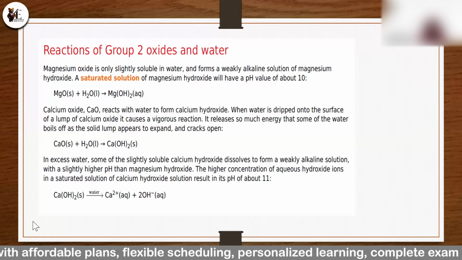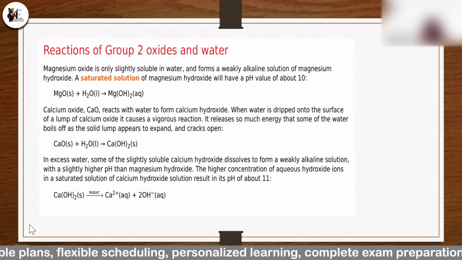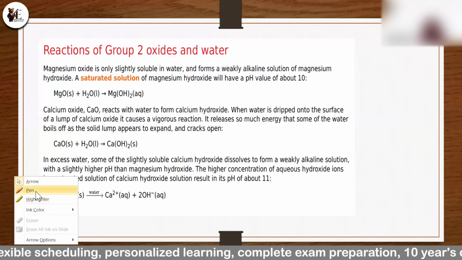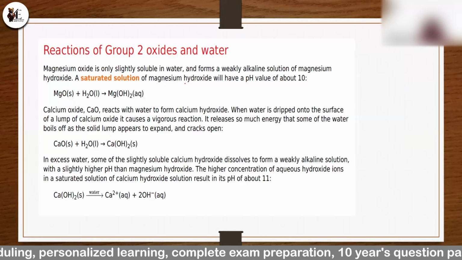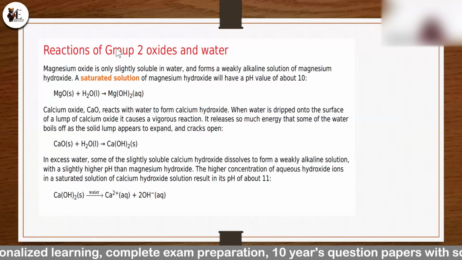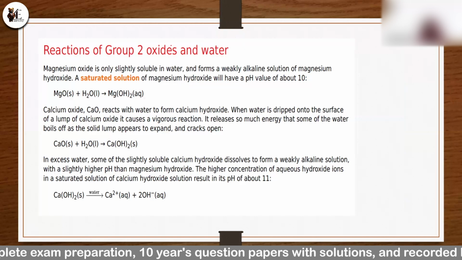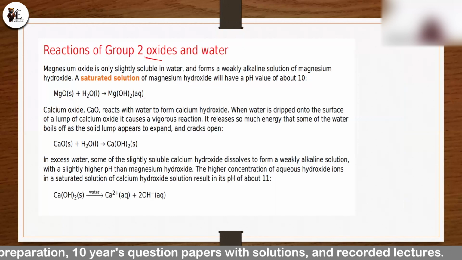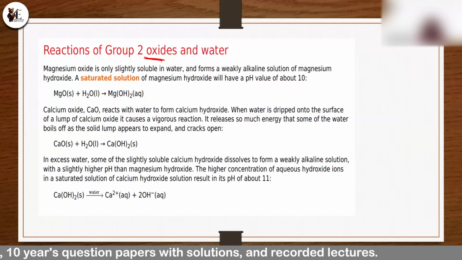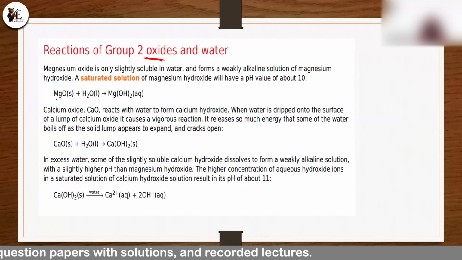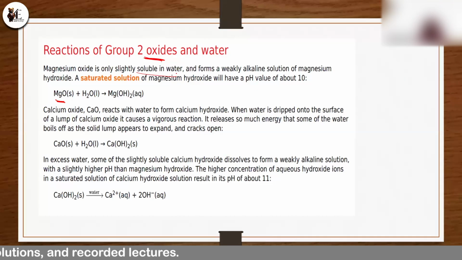So now the next thing is very important. We'll see the reaction of group 2 oxides with water. Now we have seen the reaction of the metals with oxygen and metals with water, but now we will see the reaction of group 2 oxides with water. Magnesium oxide, which is only slightly soluble in water, forms a weakly alkaline solution of magnesium hydroxide, Mg(OH)2.